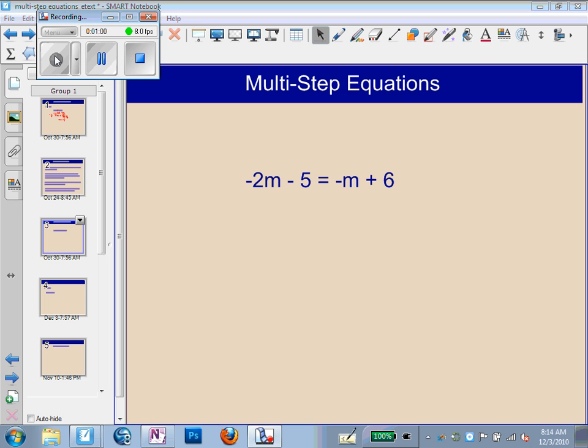So today we're going to learn how to solve equations that have variables on both sides. So let's look at our first example here. Negative 2m minus 5 equals negative m plus 6.